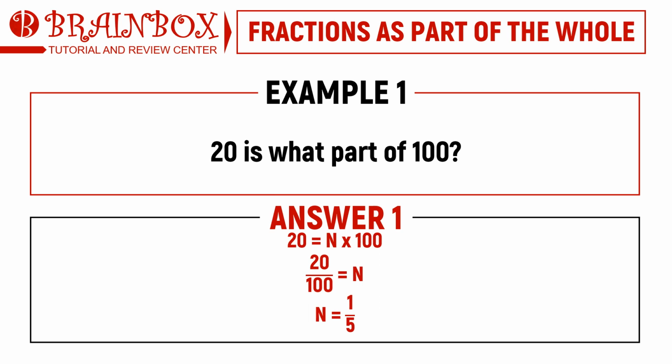Next, we solve this equation to get the value of n. To do this, we need to transpose 100 to the other side to isolate n. We get 20 over 100 equals n. Simplifying this, we get n equals 1/5. Great, we pretty much killed this one.